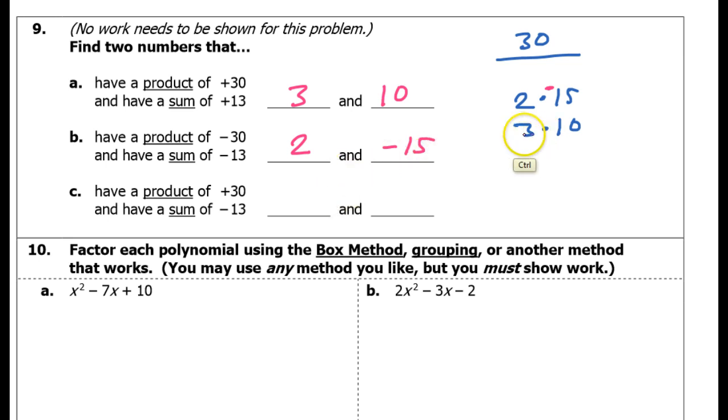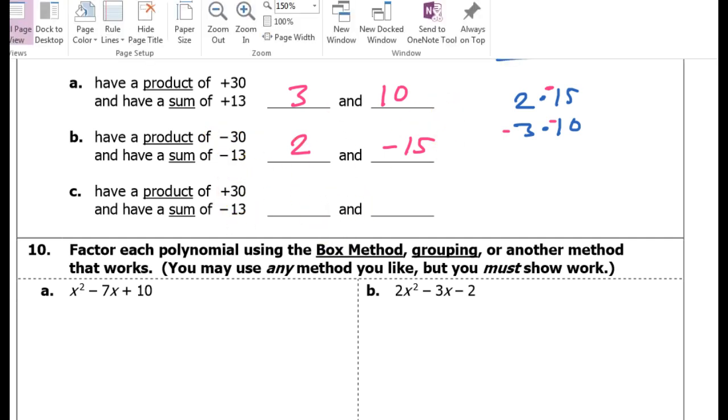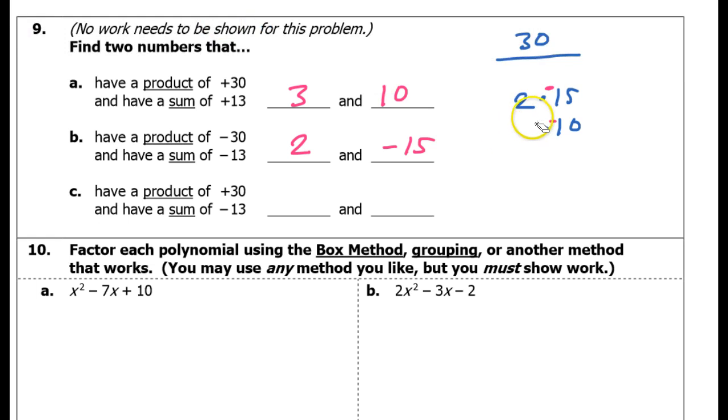Okay, this time the 3 and 10 would not work because in order to make negative 13, both of these would have to be negative, but that would make a product of positive 30, which is not what we want. Well, it's not what we want yet, because look what's coming.